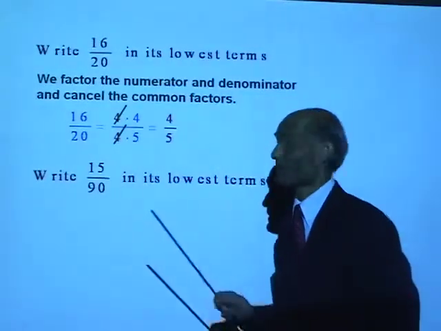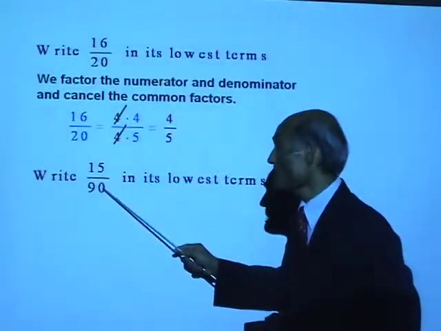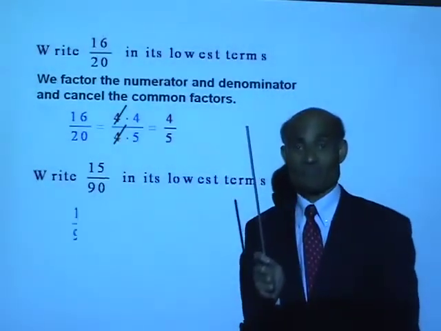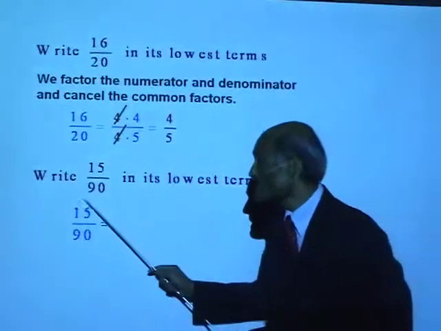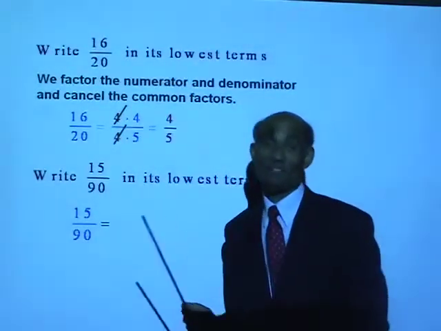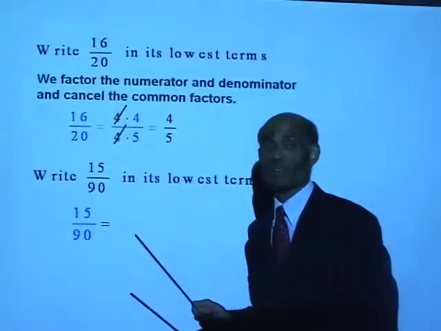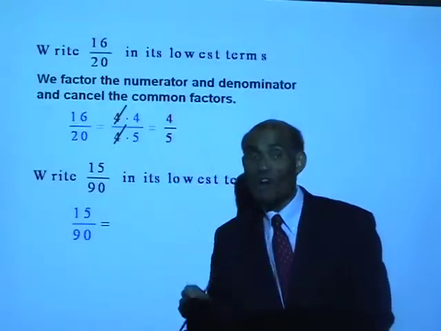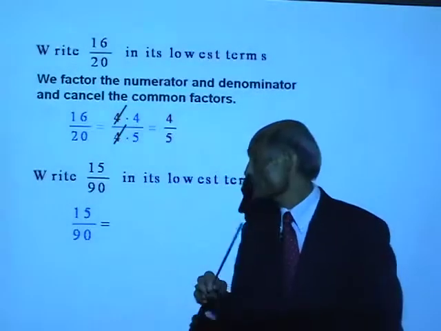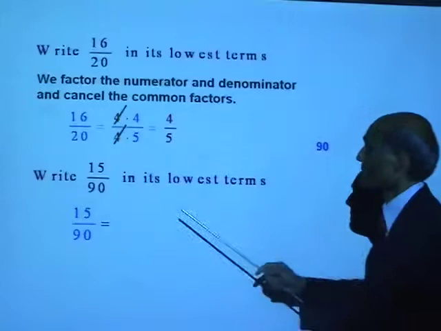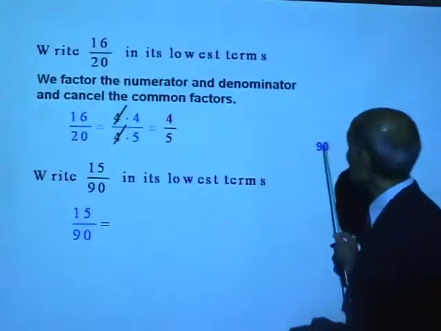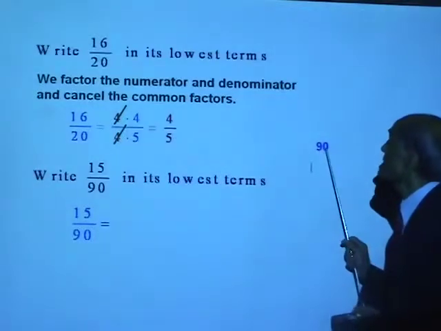How about another one? Write 15 over 90 in its lowest terms. Okay, let's factor 15 and 90. Well, factoring 15 is very simple. What are the prime factors of 15? Can you tell me that? 15 is 3 times 5. Well, let's go and factor 90. Alright, let's find the prime factors of 90.